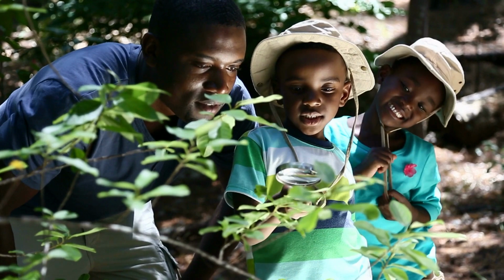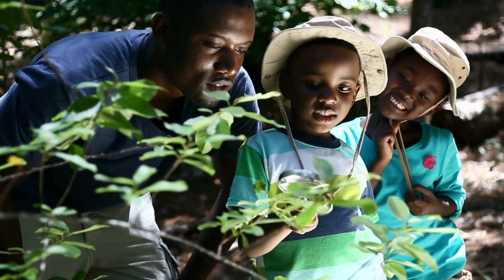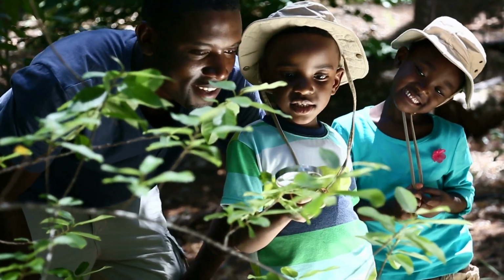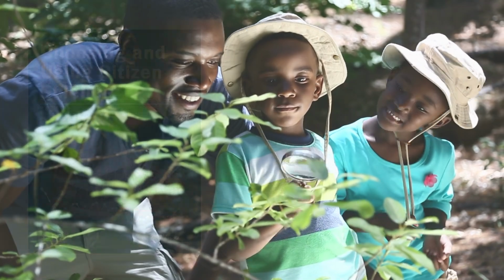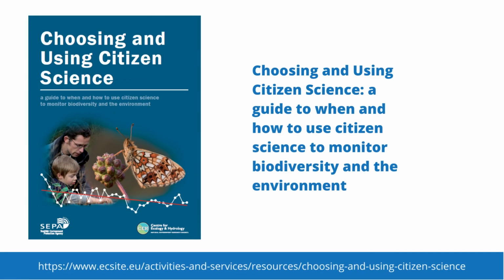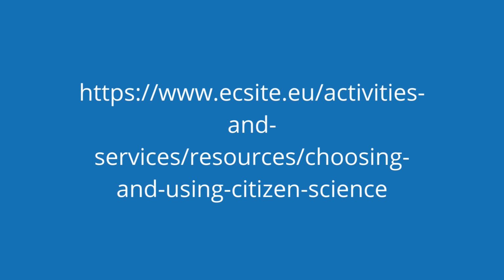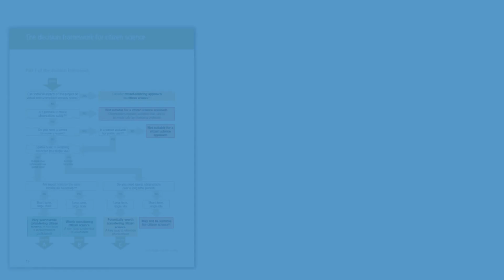Evaluating which requirements have citizen science potential is made easier with a decision framework published in the guidebook titled Choosing and Using Citizen Science, a guide to when and how to use citizen science to monitor biodiversity and the environment, created by the Scottish Environment Protection Agency and the Centre for Ecology and Hydrology at the Natural Environment Research Council. Pause the video and take a moment to download the guide now from the website link on the screen.